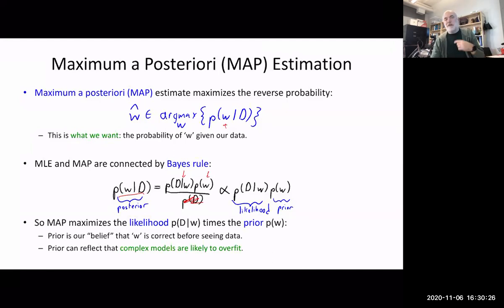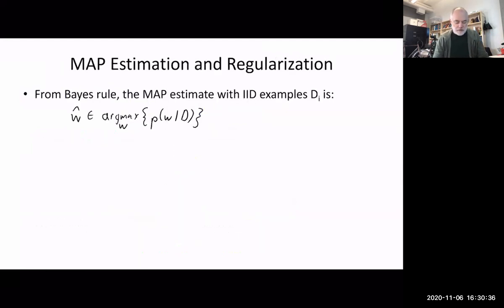And the prior, basically what you'll see is, it can be used in lots of different ways, but in what we've covered, it's going to basically show up as regularization and help the model not overfit. So from Bayes' rule, the MAP estimate with IID examples, it looks like so.